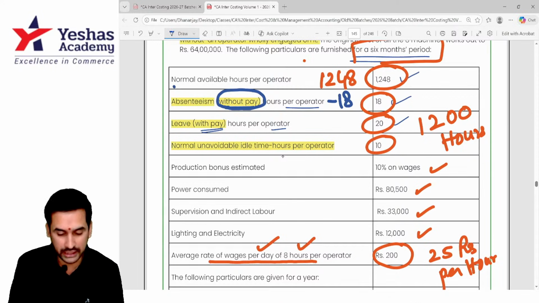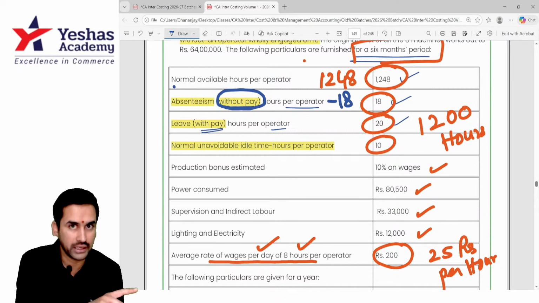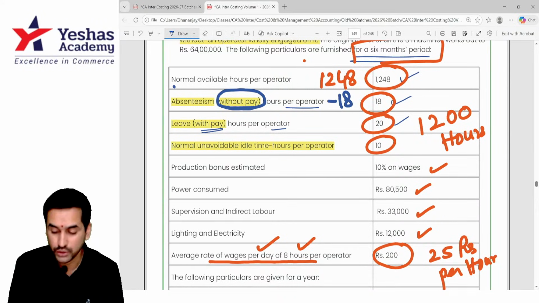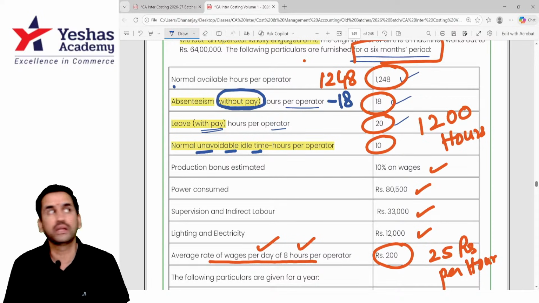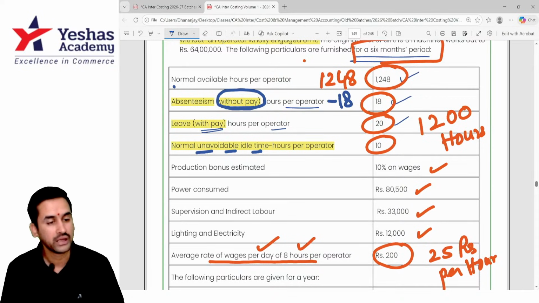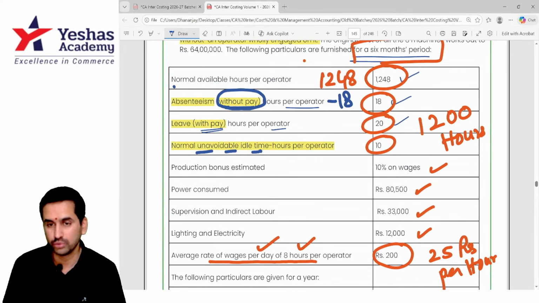Observe the wordings. Leave with pay. He is not there, but I can't minus the salary, so nothing to do. Normal, unavoidable idle time. If he goes for tea break, lunch break, coffee break, can I deduct salary? No, sir. You still have to pay salary.